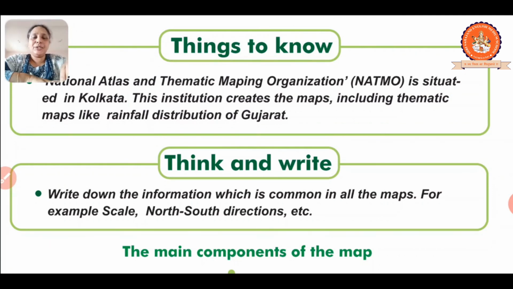And conventional signs mean giving symbols for understanding. That is a graph, that is a phone booth, that is a railway platform, a railway station, a road, a petrol pump nearby. That is shown by a picture. That is called a conventional sign.